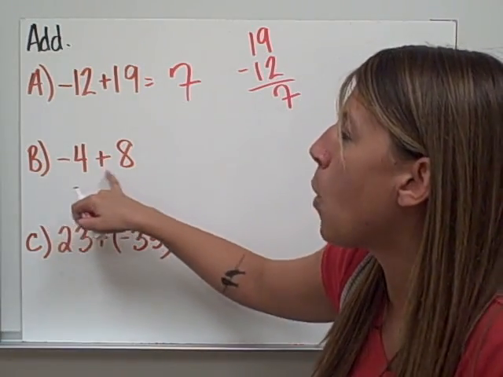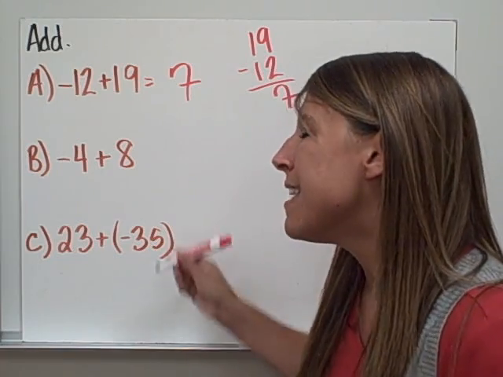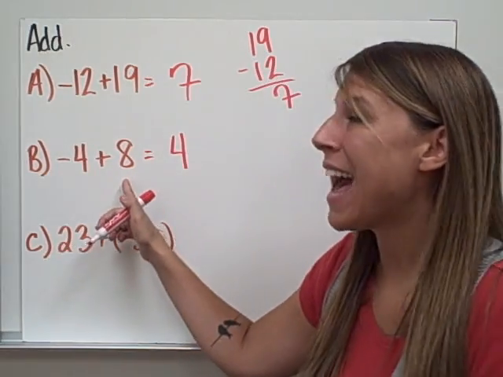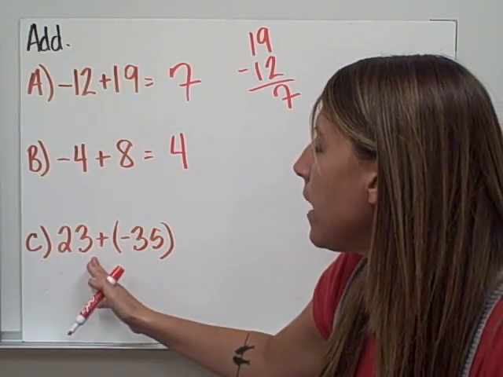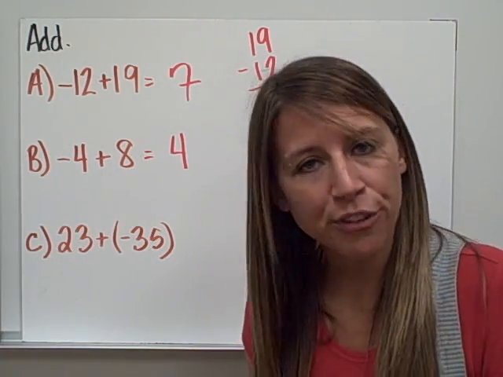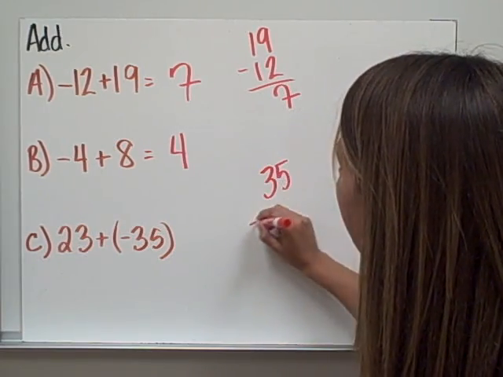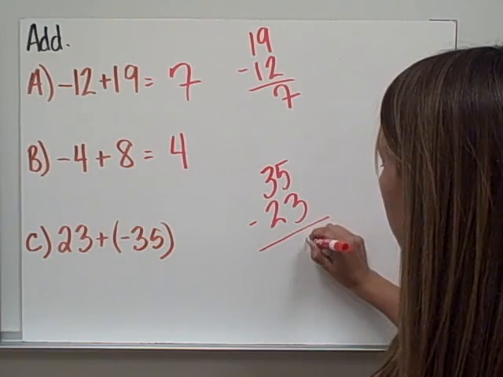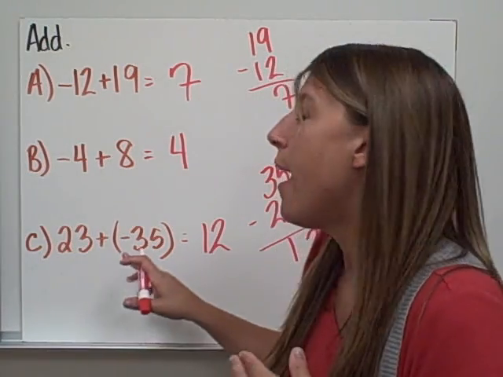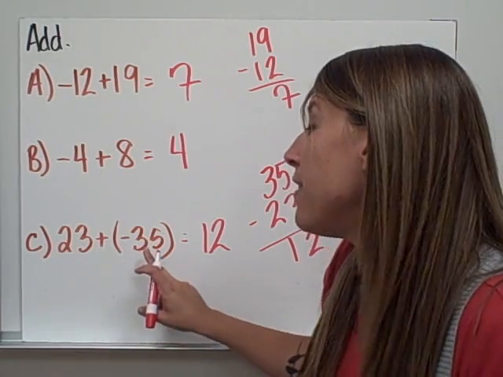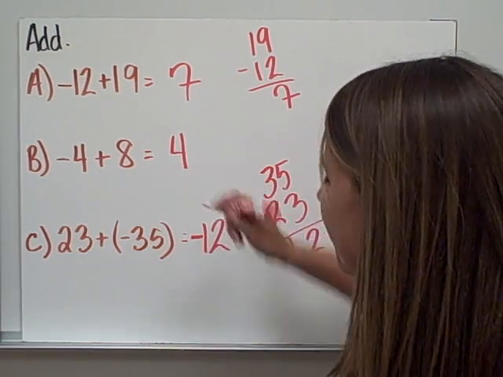For example B, negative 4 plus 8. Well, signs are different. Find the difference. What's the difference between 8 and 4? The difference is 4, and 8 has the larger absolute value, and 8 is positive, so my answer is positive 4. My last example is 23 plus negative 35. Again, my signs are different, so I need to find the difference. The difference between 35 and 23 is, and you can come over to the side and do that if you need to, I always do this, 12. But then remember, I have to find out which of these numbers has a larger absolute value. And I know that 35 is a larger absolute value than 23, and in this case, 35 is negative, and so my answer needs to be negative 12.